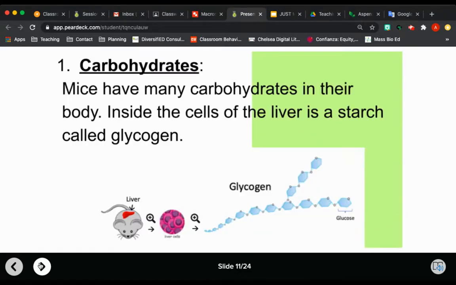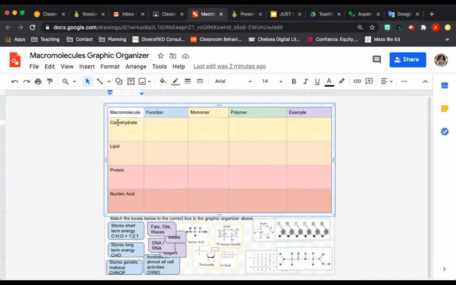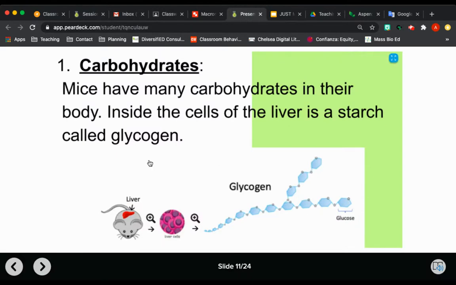So if the mouse dies, we're going to figure out what happens to certain macromolecules in their body. So it says carbohydrates. Mice have many carbohydrates in their body. Inside the cells of the liver is a starch called glycogen. So if you look here, you'll see your function, monomer, polymer, and example for carbohydrate. So that will come in handy. So if I'm just looking, the liver, then it's liver cells, and the liver cells have glycogen, which is a carbohydrate.